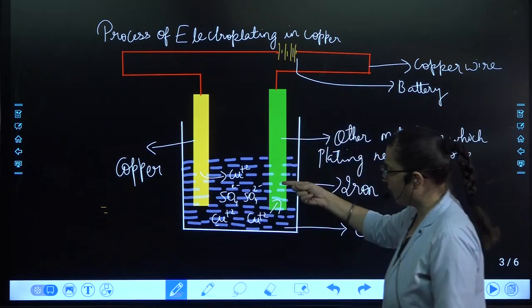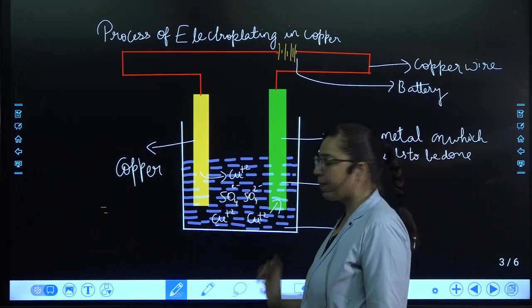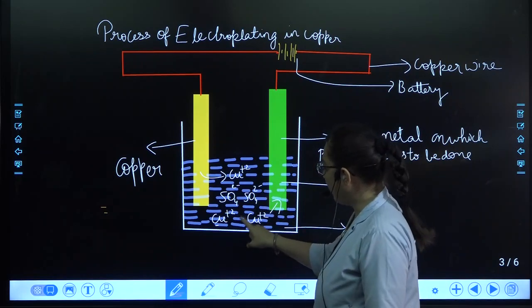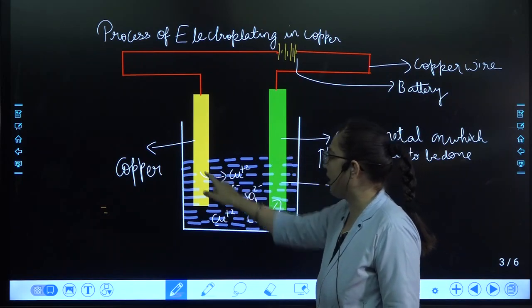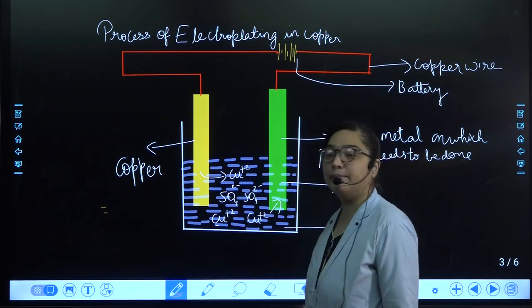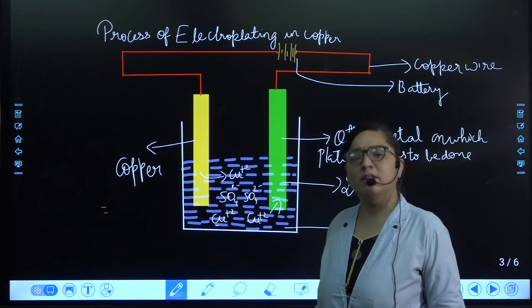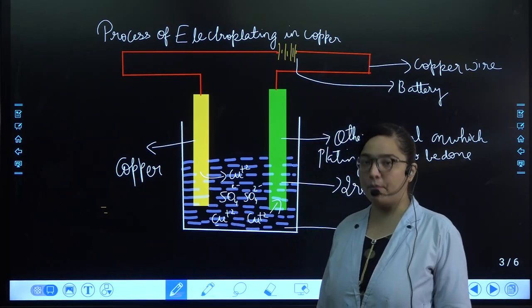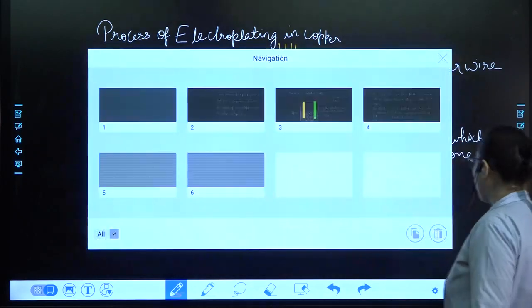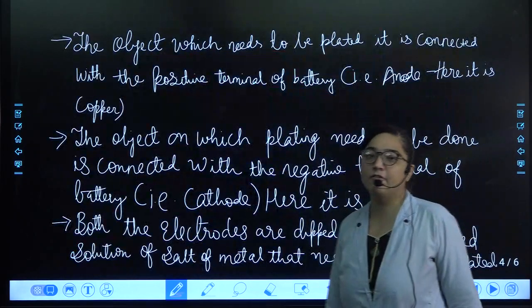First they go from here to here, then they get oxidized from here. First from the salt they get reduced here, and then from here they get oxidized. This is the very simple process. Now note down the whole of the process very quickly.